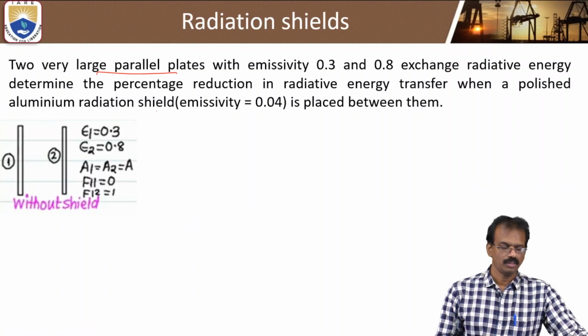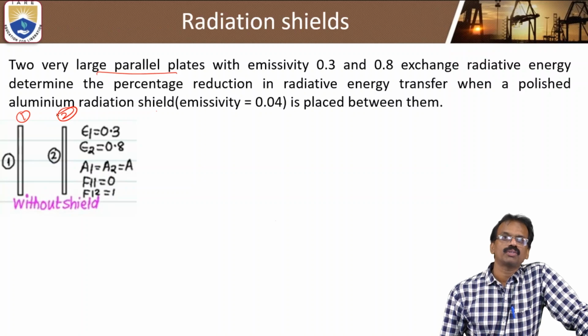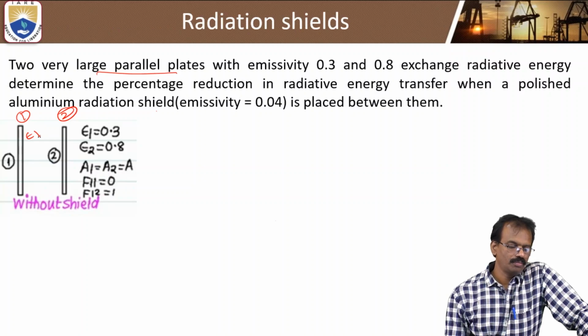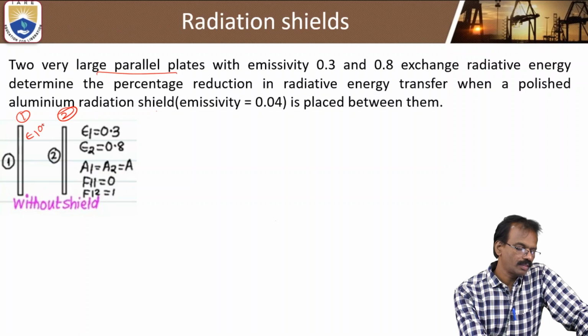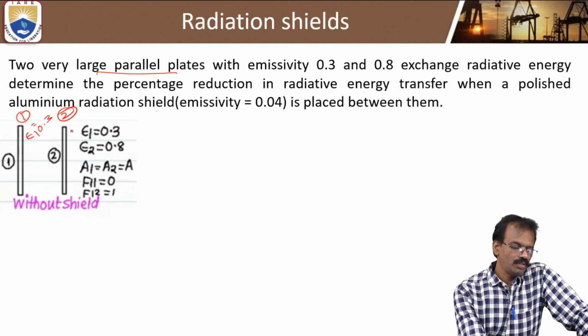So these are the two plates, plate 1 and plate 2. Here, without shield, the emissivity of the first plate, epsilon 1, is equal to 0.3, and the emissivity of plate 2, epsilon 2, is equal to 0.8.